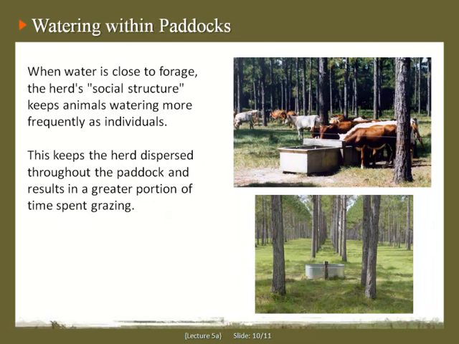When water is close to forage, the herd's social structure keeps animals watering more frequently as individuals. This keeps the herd dispersed throughout the paddock and results in a greater portion of time spent grazing. Traveling long distances to water tends to promote overgrazing in areas closest to water and underutilization of forages which are located at greater distances from the water source. Overgrazing causes excessive compaction of the soil and has negative impacts on forage and tree production in a silvopasture system.